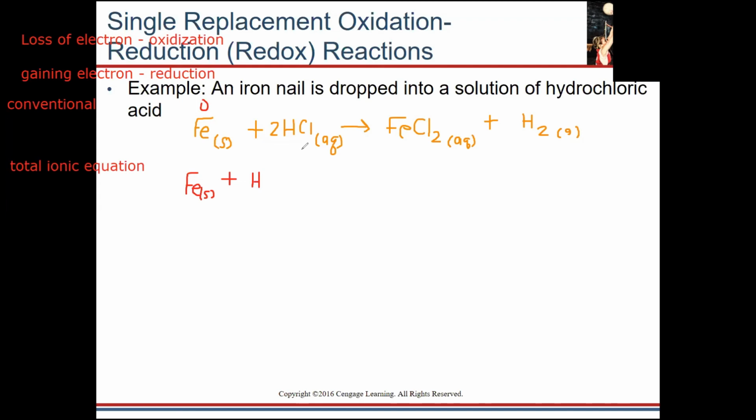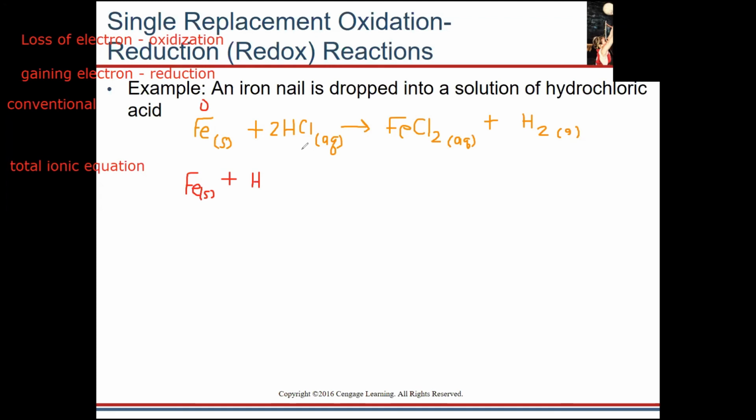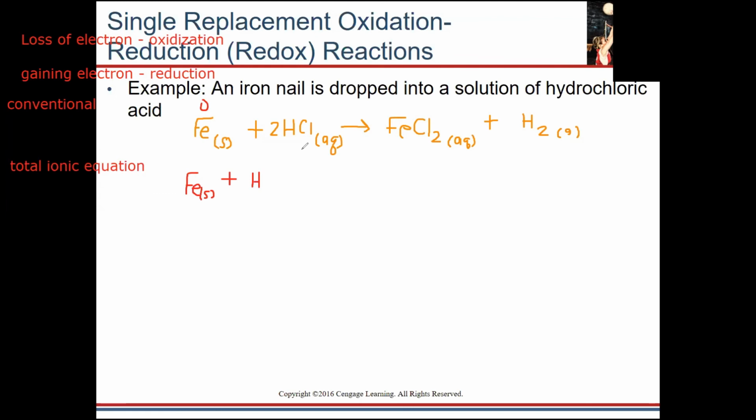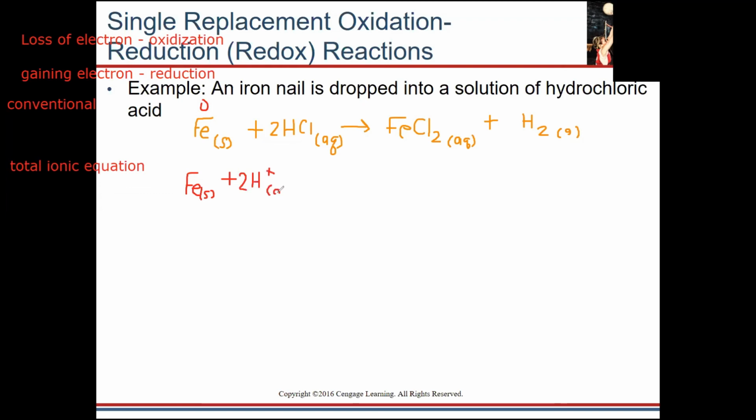I said, what happened to sodium chloride when it was in water? When the sodium chloride dissolved. Okay, and what did it dissolve into? Would it be 2 H plus aqueous and then plus 2 Cl minus aqueous?